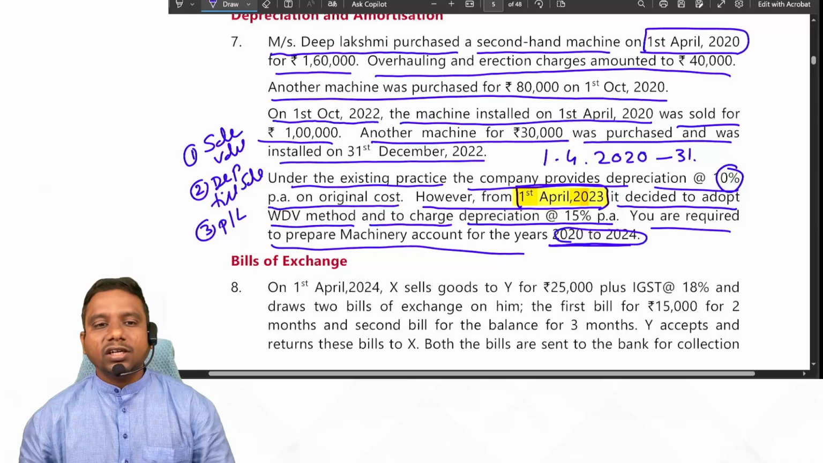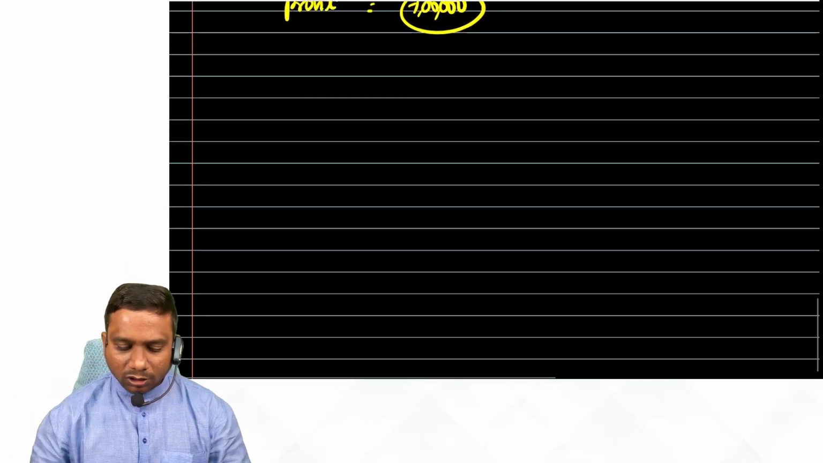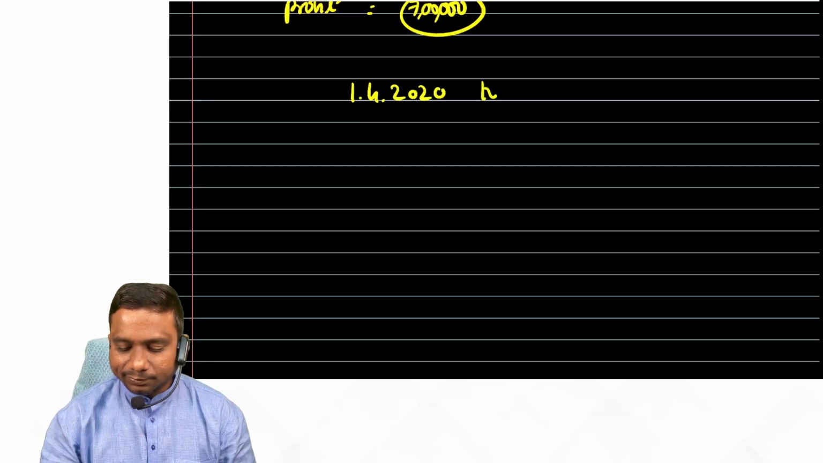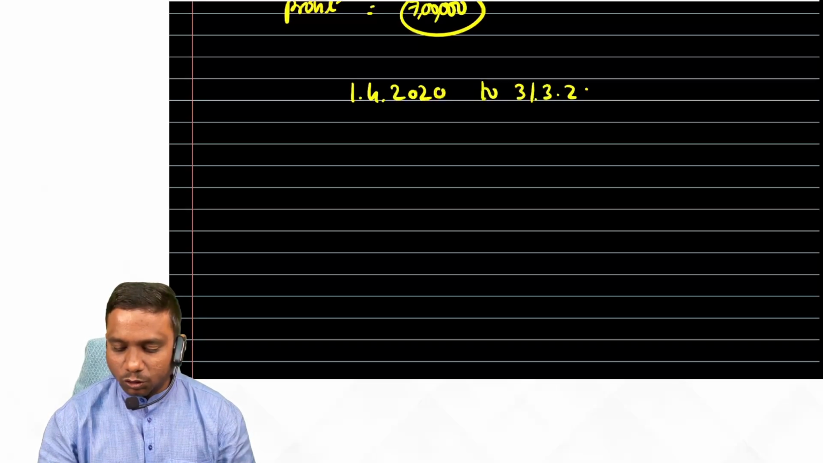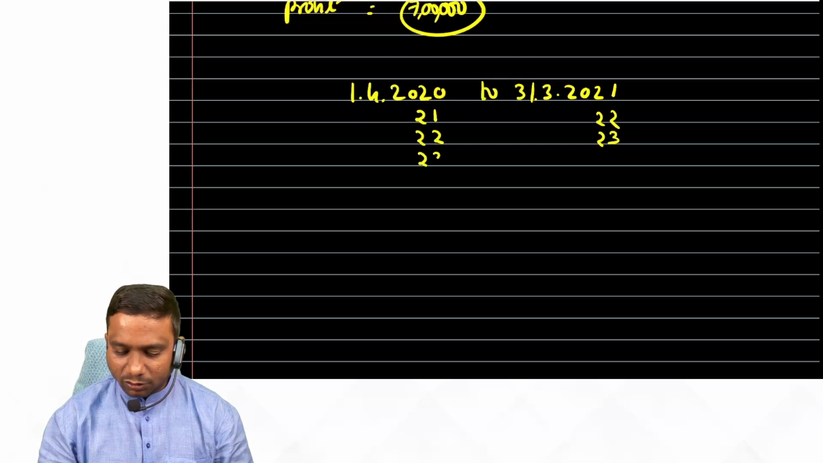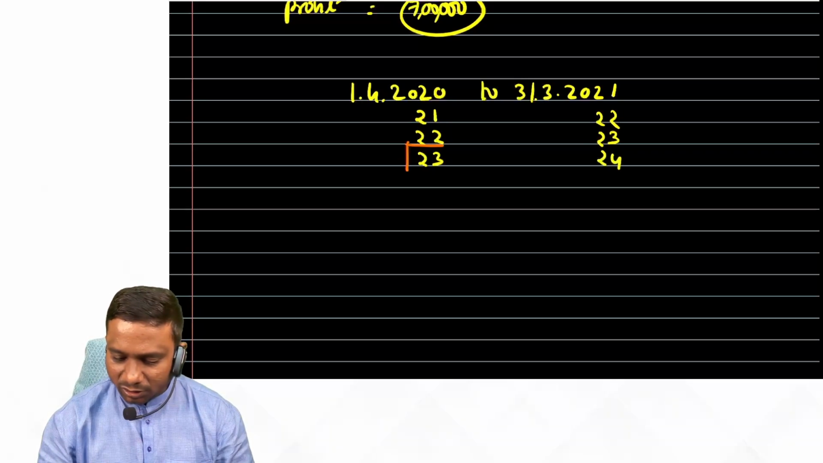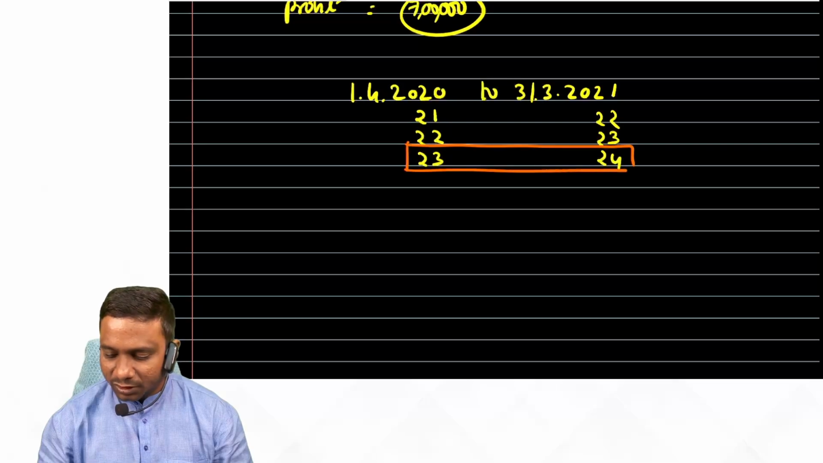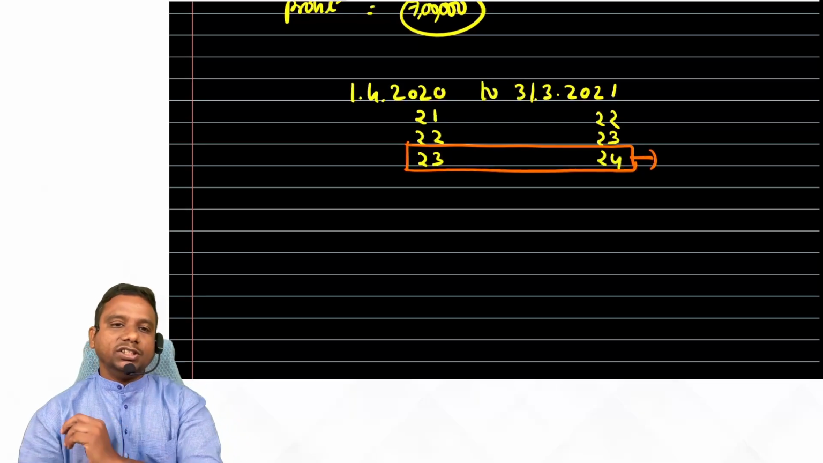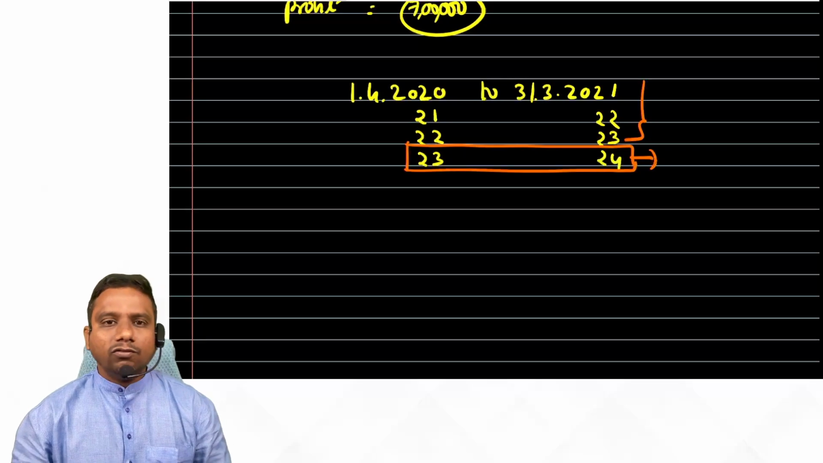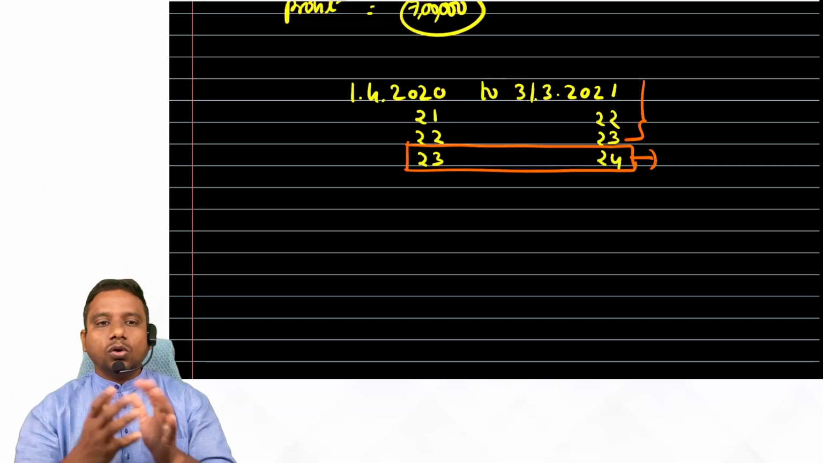Here, in total how many financial years do you have? 1-4-2020 to 31-3-2021. Next, 21-22, 22-23, 23-24. Out of that, from 23-24 onwards, they have changed the method of depreciation. That means for the first 3 years they followed original cost. And when you are writing entries, write chronologically.